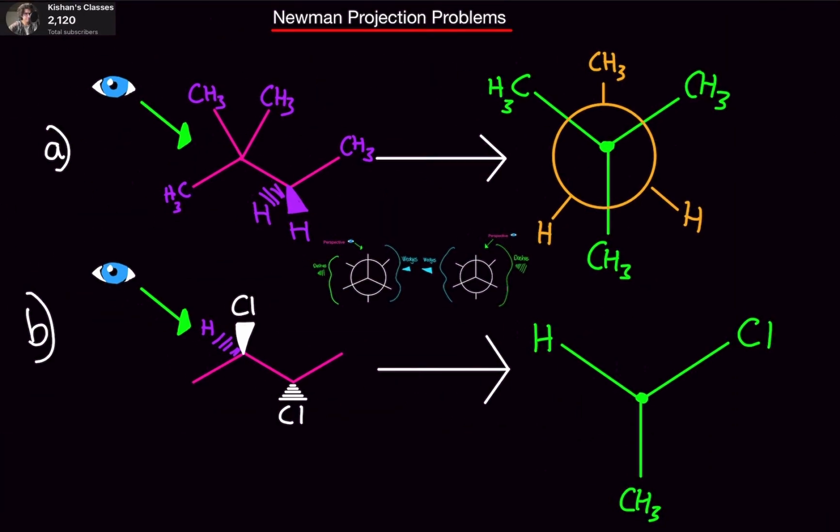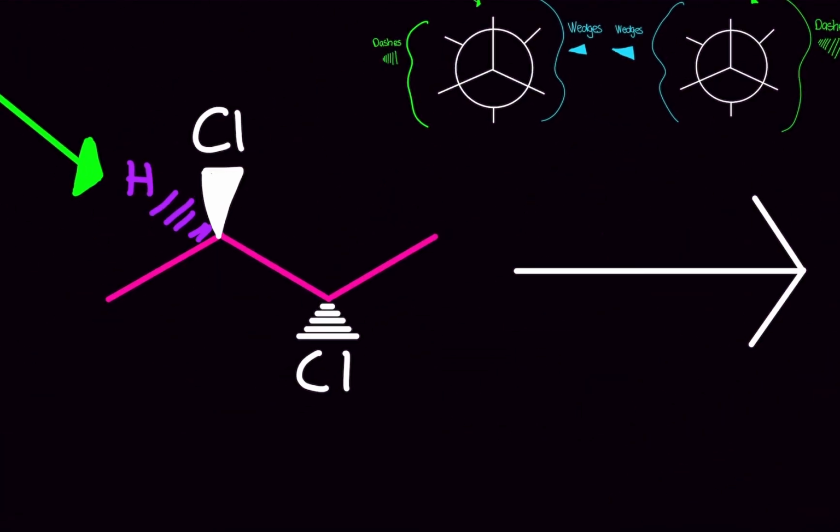Boom. There we go. Now let's do the back carbon. The back carbon is right here. We have a methyl group, so let me draw in the methyl group here. And then we have a hydrogen here.